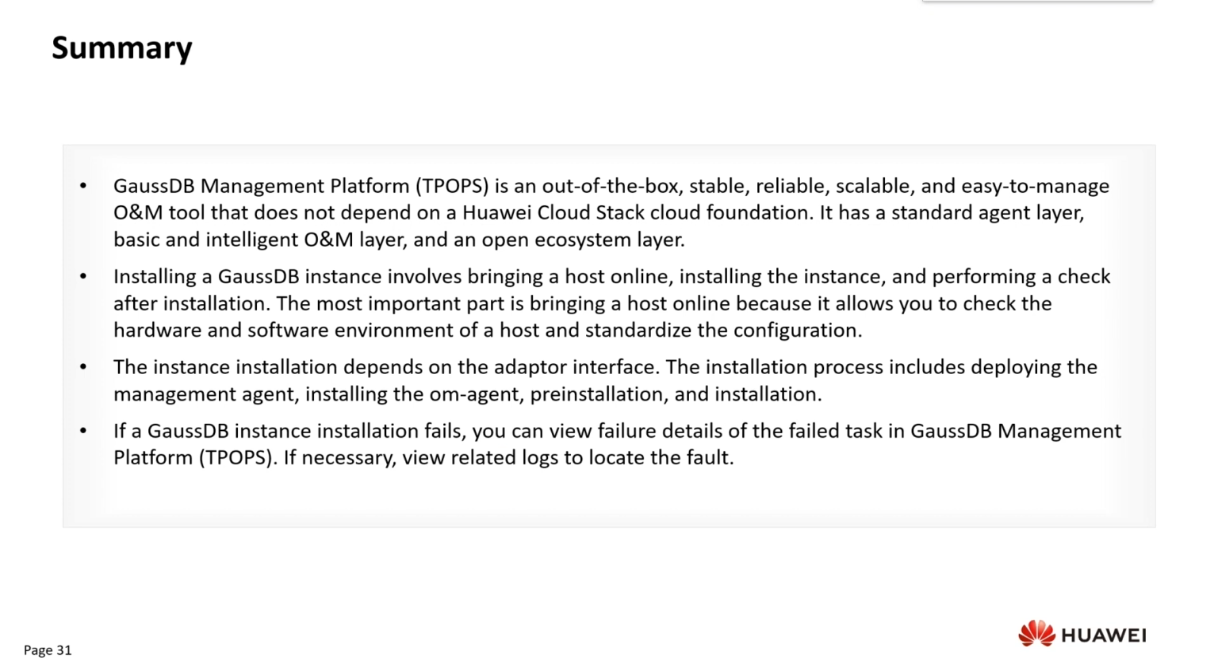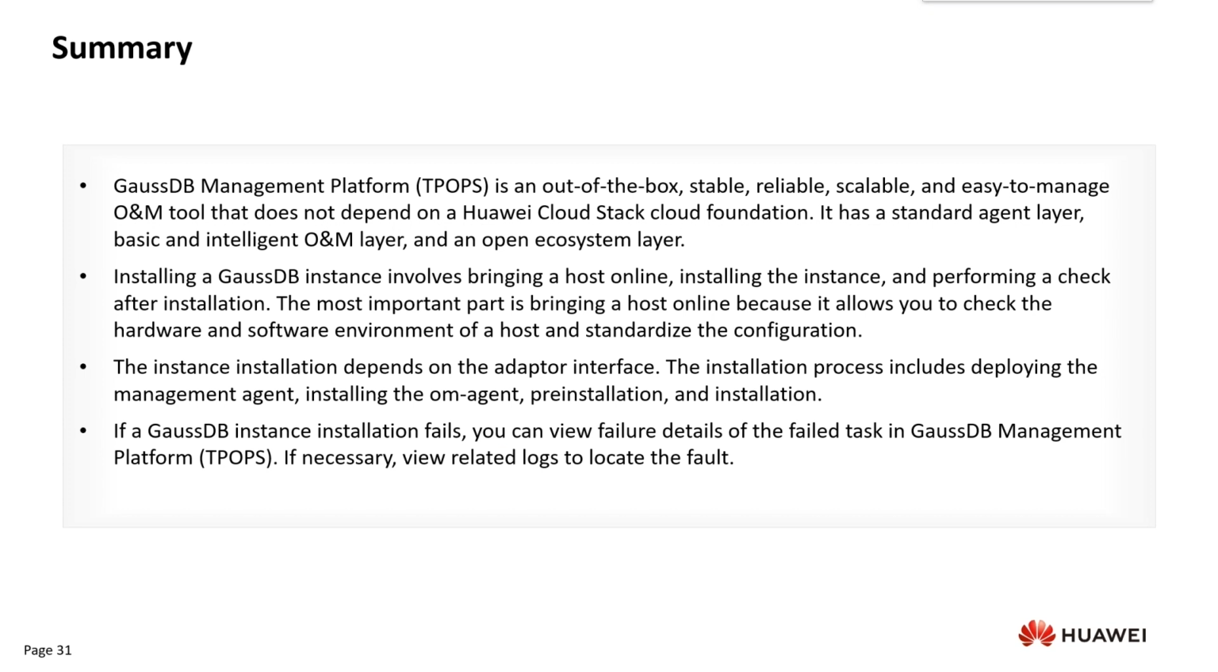Second, installing a GaussDB instance involves bringing a host online, installing the instance, and performing a check after installation. The most important part is bringing a host online, because it allows you to check the hardware and software environment of a host and standardize the configuration. After a host comes online, you can install an instance based on the standard configuration environment to reduce errors.